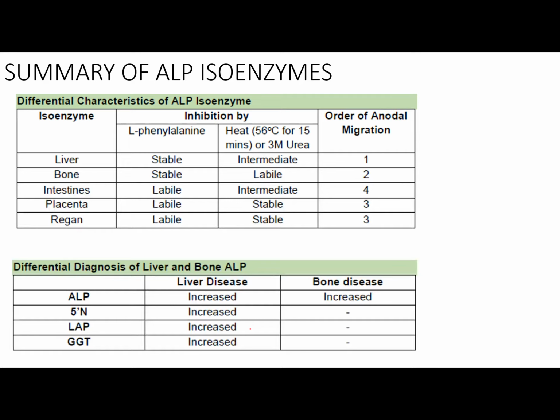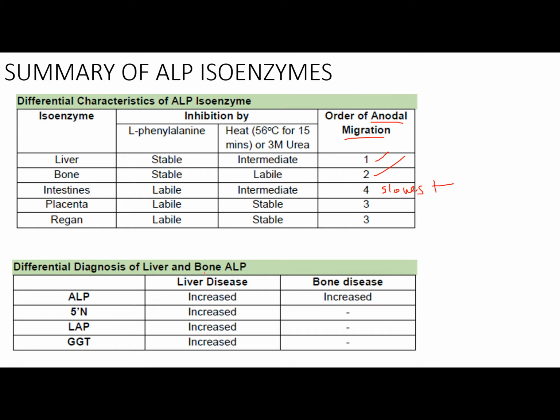So this is the summary of your ALP isoenzymes. So the liver, class, is not inhibited, stable siya. Not inhibited by L-phenylalanine. The bone ALP is also not inhibited by L-phenylalanine. Intestine, placental, and Regan are inhibited by L-phenylalanine. Then take note of the order of anodal migration. So the fastest, class, would be the liver, followed by the bone, followed by the placental and the Regan, and the last would be the intestinal ALP, meaning this is the slowest.